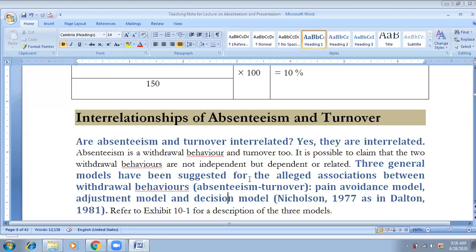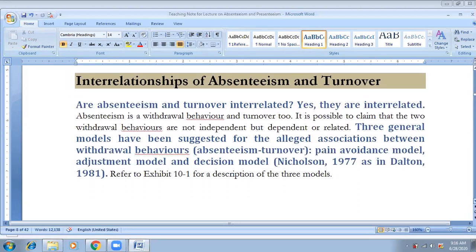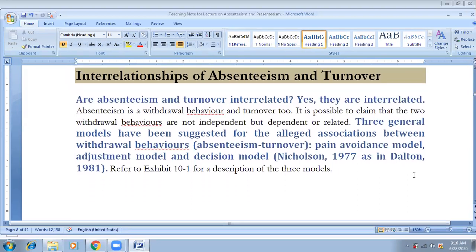Three general models have been suggested for the alleged association between withdrawal behaviors, thanks to Professor Nicholson. I didn't find the original source, but I got this from the work written by Professor Dalton in 1981. The three models are the pain avoidance model, the adjustment model, and the decision model.